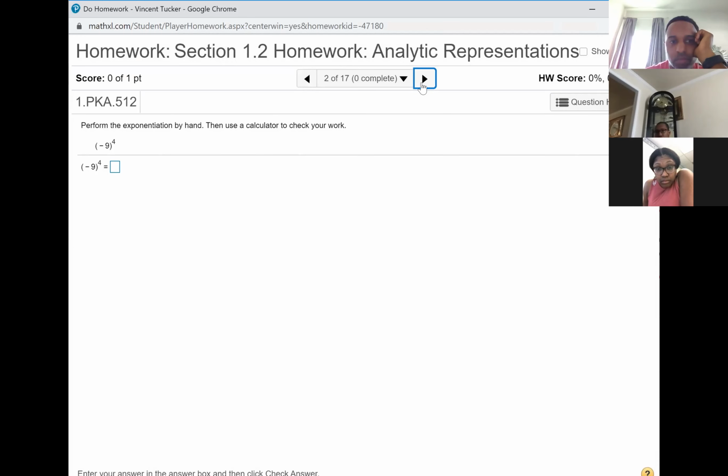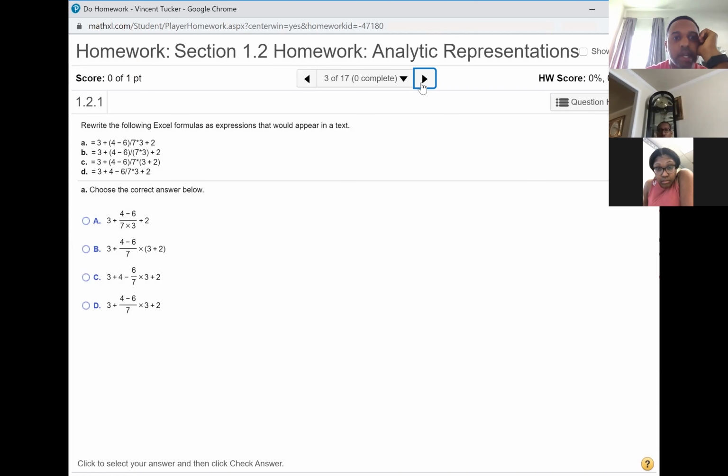Next problem, same thing. Next problem talks about translating. They don't want an actual answer, so they don't want you to throw this in the calculator. They want you to be able to interpret what this means, if you were to write it out. So 3 plus the quantity of 4 minus 6 divided by 7 times 3 plus 2 is A. That same symbolism is in the notes, but just different numbers.